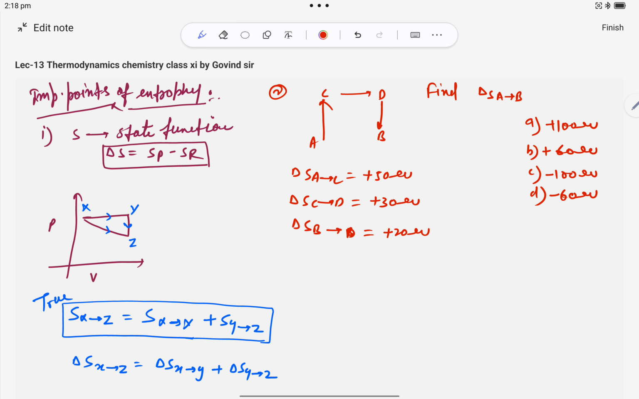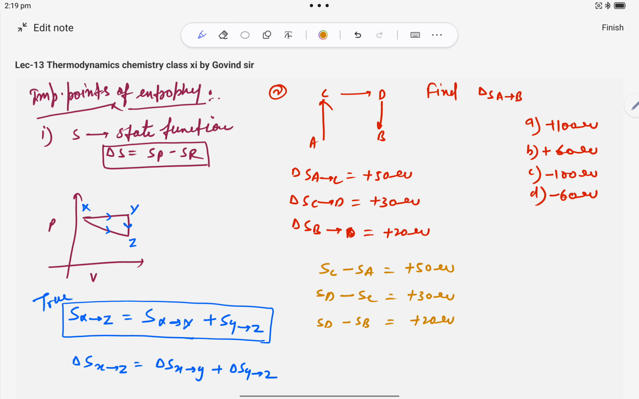A to C means what? How can you write it? Change in entropy, how to write? C minus A, yes or no? Final minus initial, that is 50 EU. C to D, how to write? Entropy of D minus entropy of C is 30 EU. B to D: entropy of D minus entropy of B is equal to 20 EU.